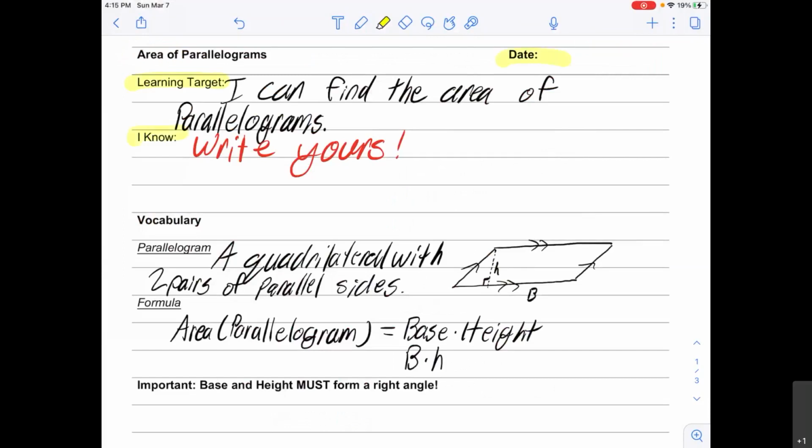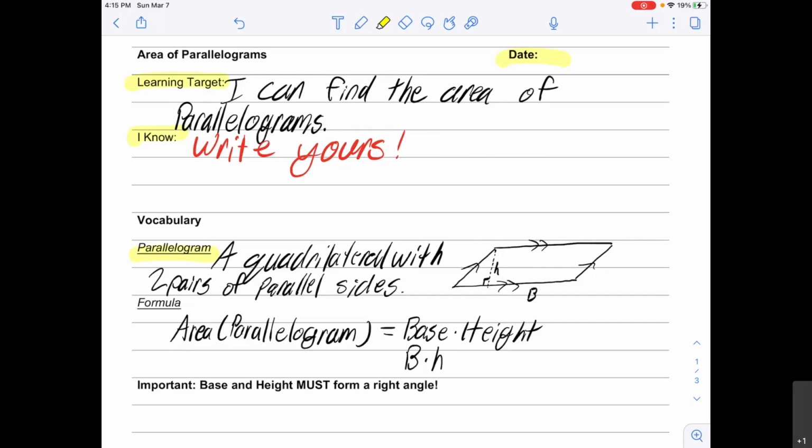So we already know what parallelograms are from our unit where we talked about quadrilaterals and polygons. So you can write that. We have one vocabulary word today, which is parallelogram. A parallelogram is a quadrilateral with two pairs of parallel sides.